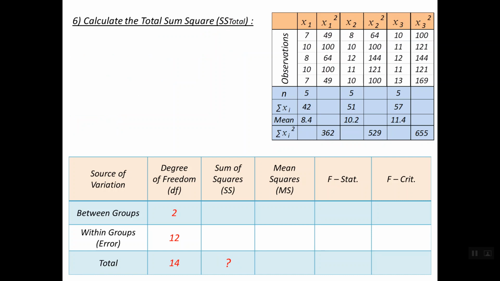So now simply we can calculate the total sum of squares, which is abbreviated SS total. The formula for SS total is this formula. SS total is equal to the summation of the squares of the observations for each group. This is for group number 1 or operator number 1, this is for operator number 2, and this is simply for operator number 3. From all this summation, we subtract the correction factor.